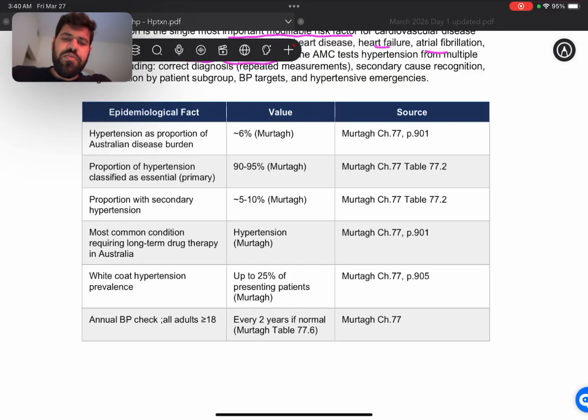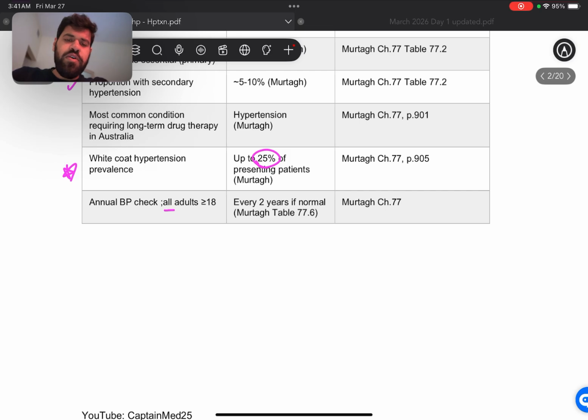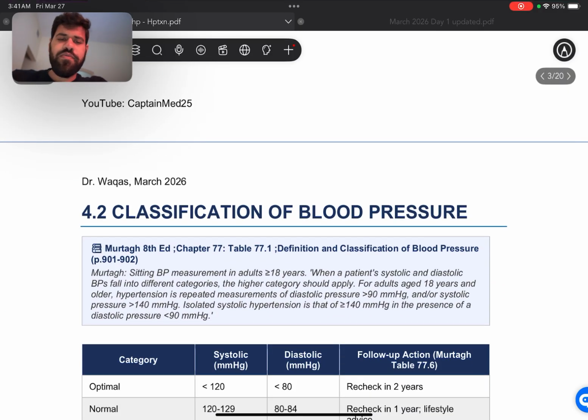However, I've stated it because of these two facts: primary is the most common, 90 to 95% of cases, and secondary is 5 to 10% of the cases. White coat hypertension is seen in 1/4 of the patients. BP checks for all adults above 18 should be every 2 years if normal. Remember this, because screening and the screening timeline is very important for AMC, because they will give you options if the patient has any symptoms, or the patient's blood pressure is elevated, and ask what the screening timeline for them could be. A lot of questions come on them, not just for hypertension but all of the diseases.